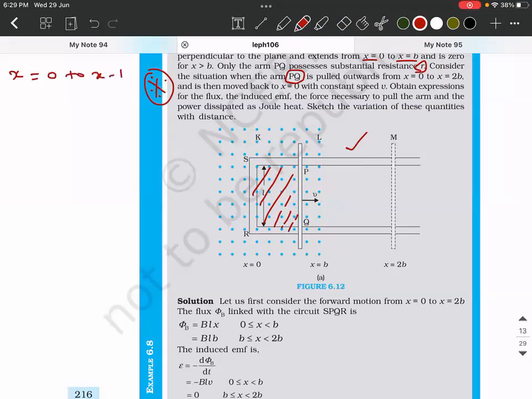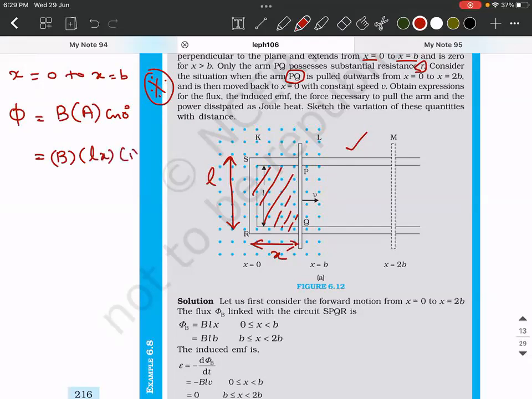Right? So I'll break the journey as x is equal to 0 to x is equal to b. What is going to happen to the flux? Flux will be equal to B into A into cos of 0 degrees. I'll take it as 0 because it's a rectangular loop. I'll take the direction of magnetic field and the area vector to be the same. So B is B only. What about the area? This is the length L, and if I take this distance to be x, it is going to be Lx into cos 0, that is going to be 1. This is the value of flux, which is acting as a function of distance.